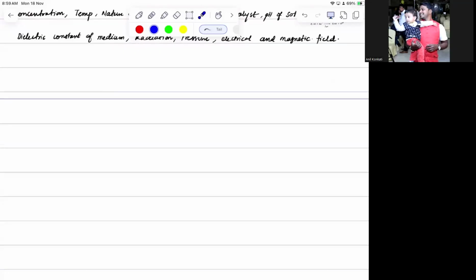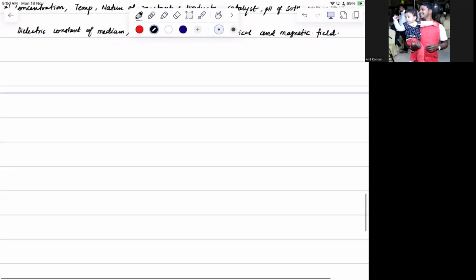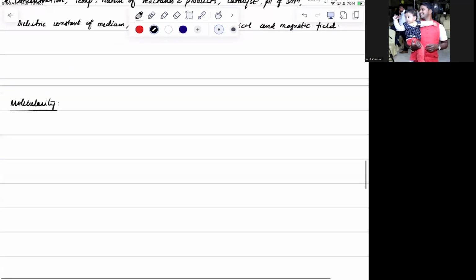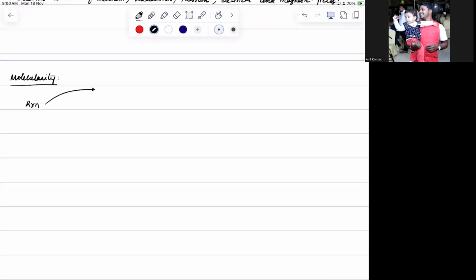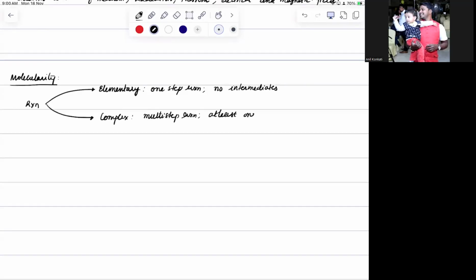Now let us see how to figure out the order of the reaction. We will first learn one more term, which is molecularity. Molecularity is about the number of molecules present in an elementary reaction. A reaction can be classified into two kinds. One is elementary. Elementary is always a one-step reaction. In a one-step reaction, you will see no intermediates forming. While if a reaction is called a complex reaction, then we say it is a multi-step reaction. Here, at least one intermediate is formed.